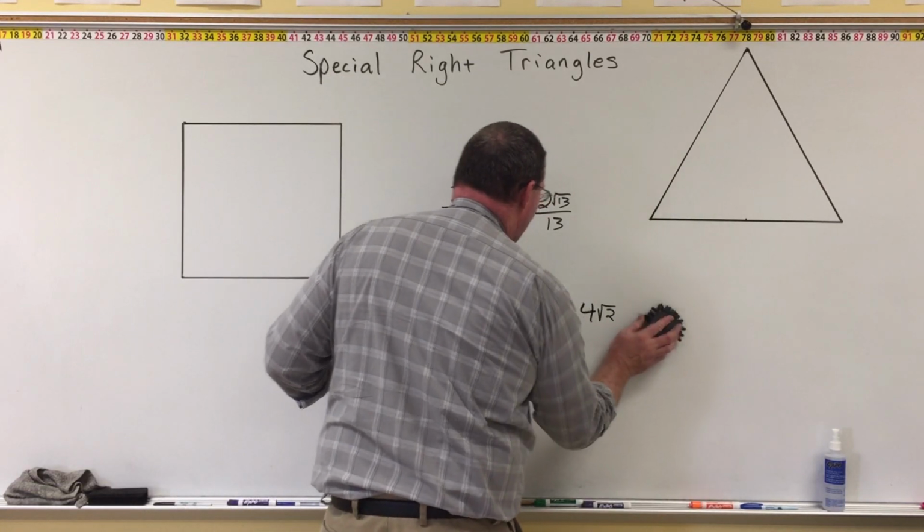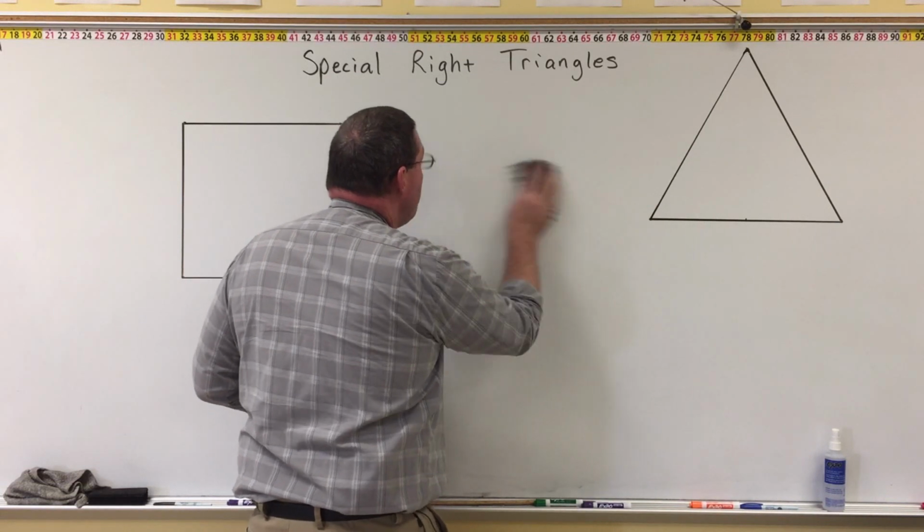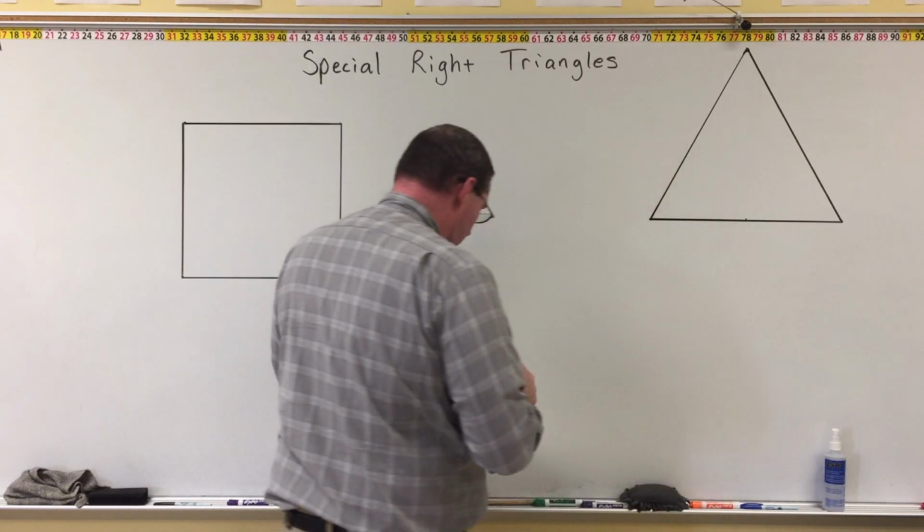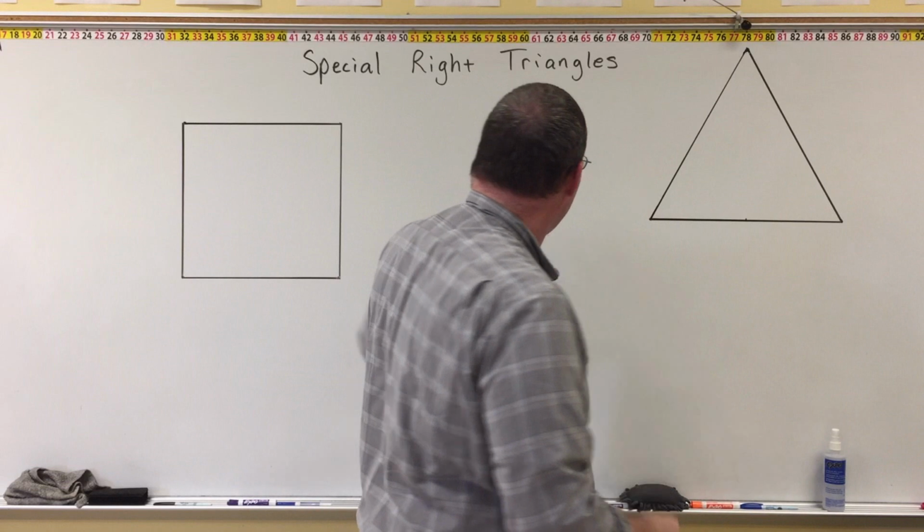Okay? All right, so now there are 2 special right triangles that we're going to understand, and let's start over here at this one.